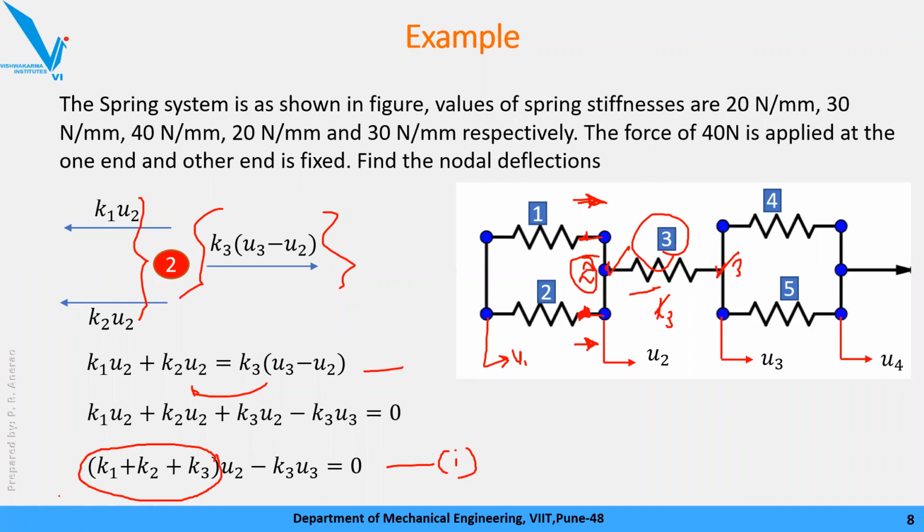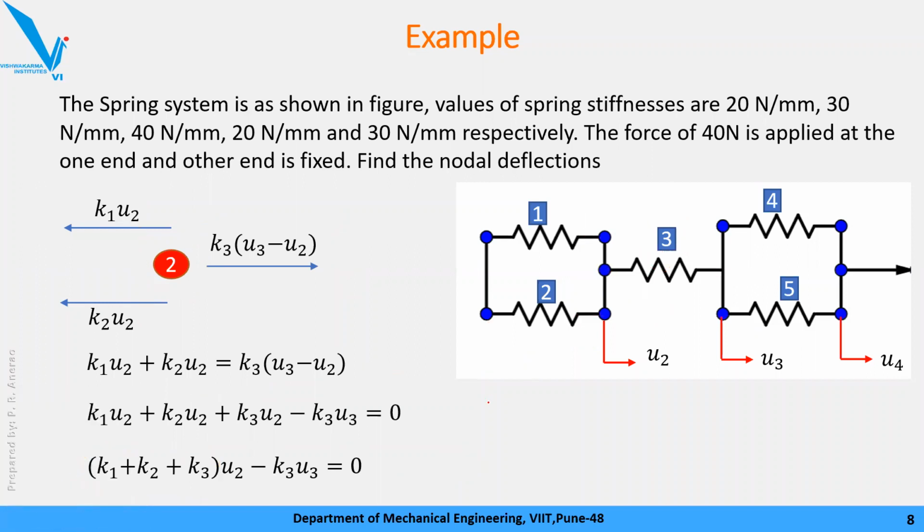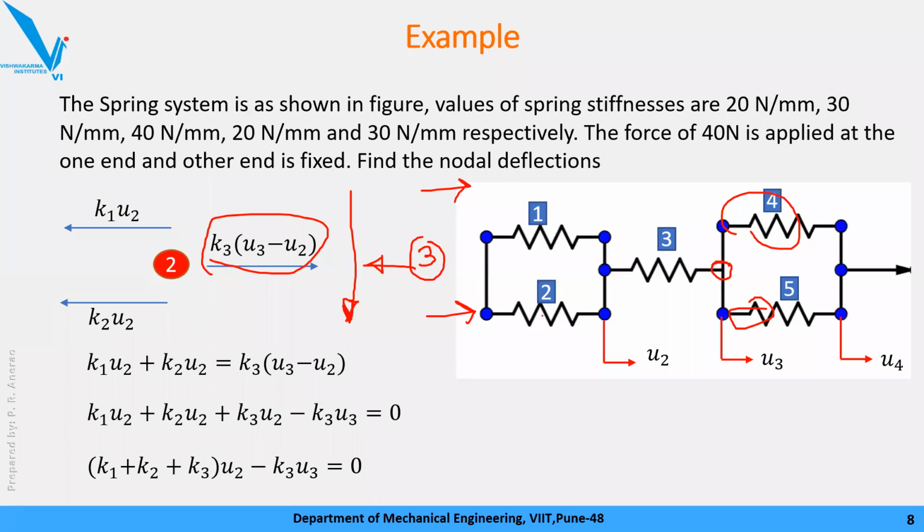Similarly, I'll try to find the equation for node number 3. This was for node number 1. I'll follow the same procedure for node number 3. Now I'll take node number 3 and balance it: whatever force comes here should be an equal and opposite force. And also there should be two forces for springs number 4 and 5. Then for equilibrium I'll write the equation and come up with the second equation.